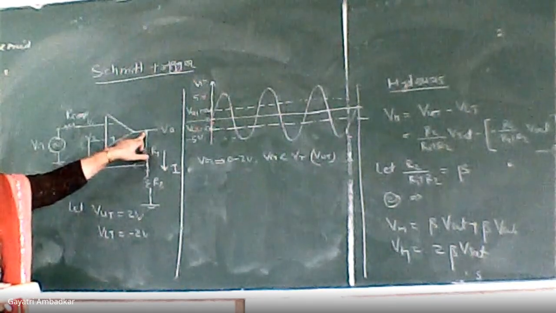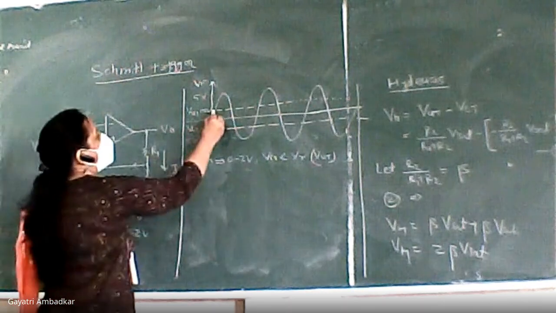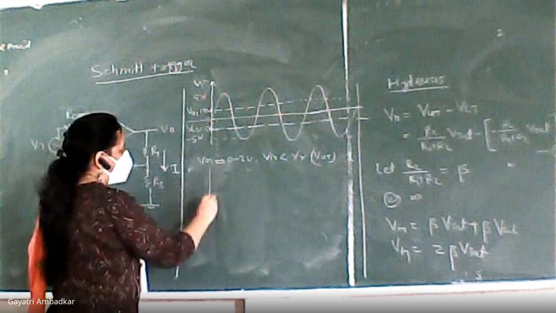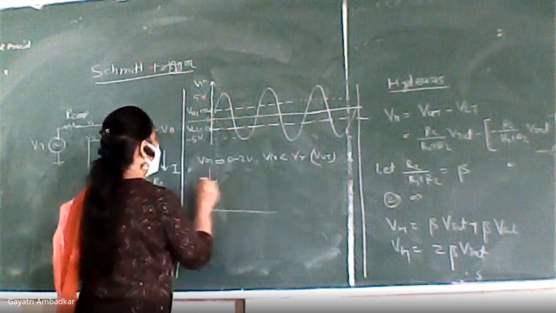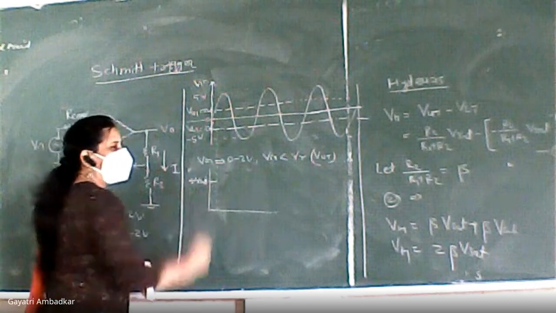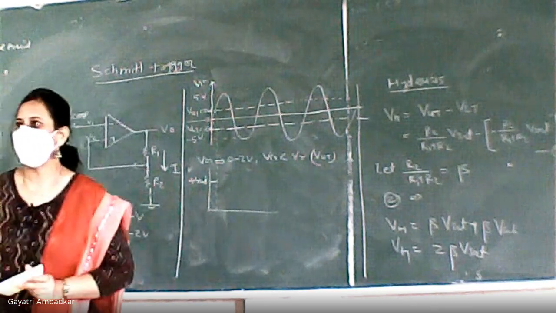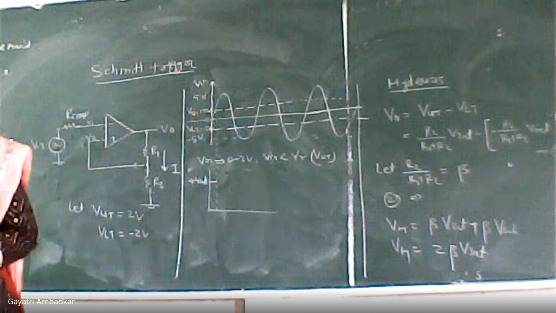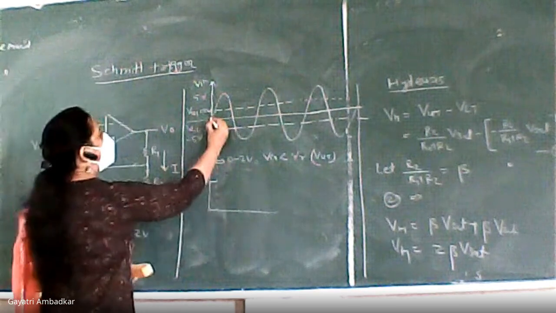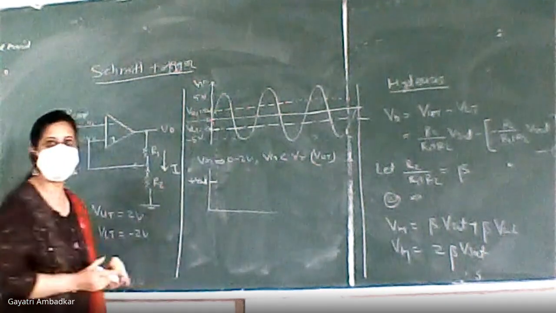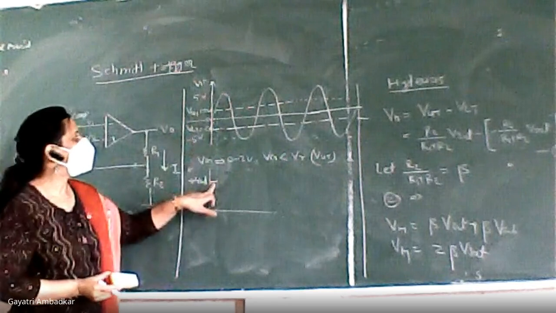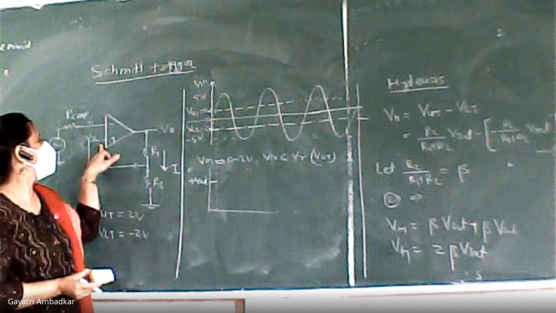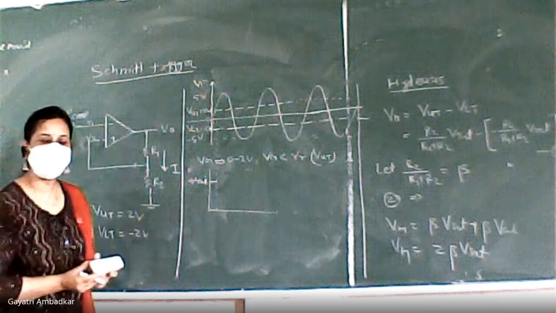Comparator output VO, what will it give? Plus Vsat. So till this point, I will get output equal to plus Vsat. What is the value of Vsat? Whatever VCC is, 90% of VCC, 0.9 times VCC. Okay. So when your input was less than this reference voltage plus 2 volts, output will be plus Vsat because the reference voltage is greater. It is connected to the positive terminal, so output is plus Vsat.